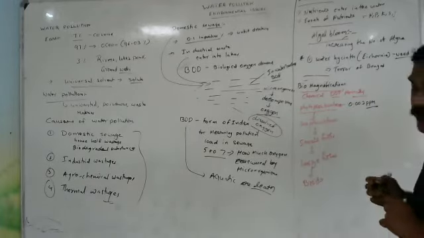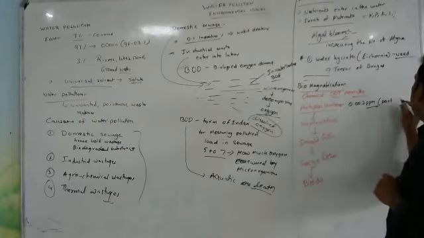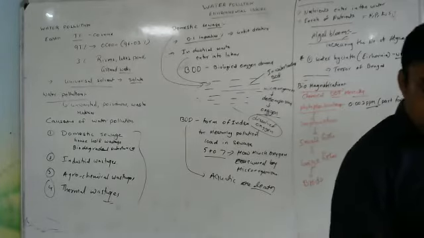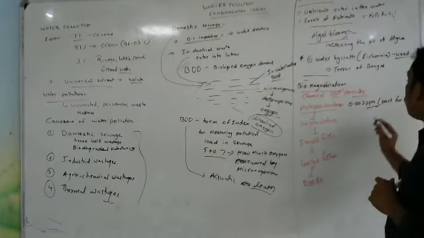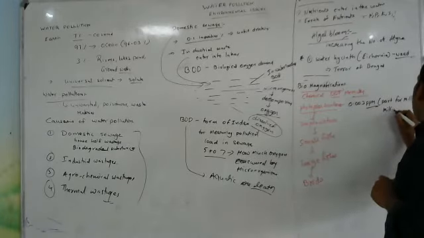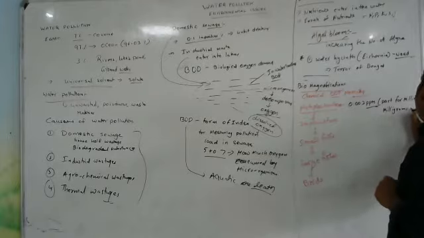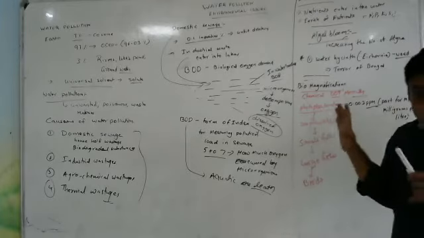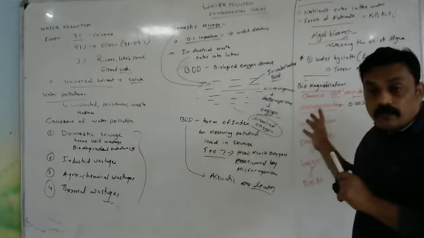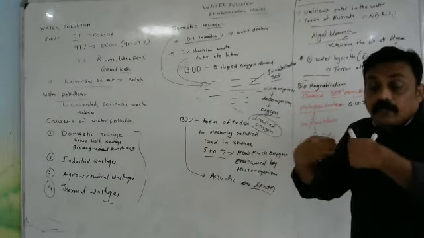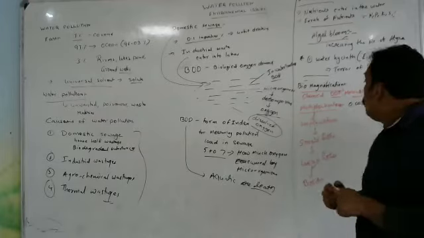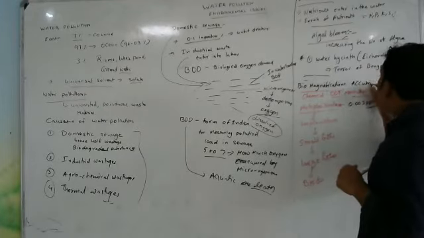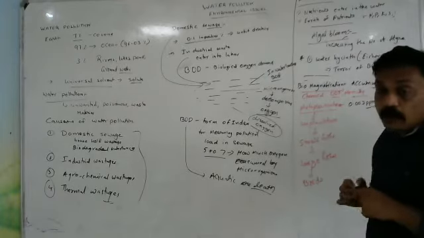What is the full form of ppm? Parts per million, that means milligrams per liter. First of all, try to understand: biomagnification means whatever chemicals entered the water accumulate. What is the meaning of accumulation? Accumulation means it stores in water bodies.